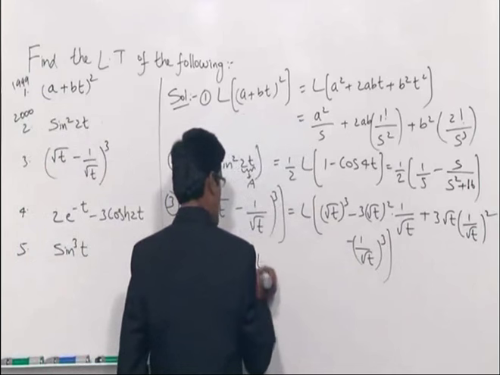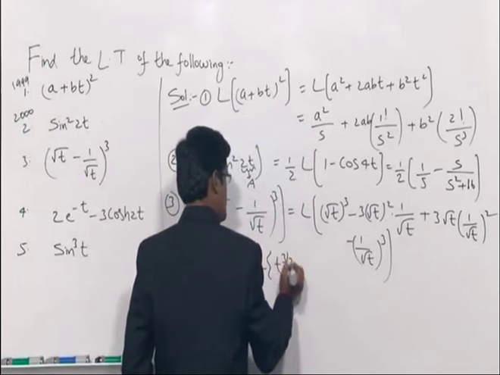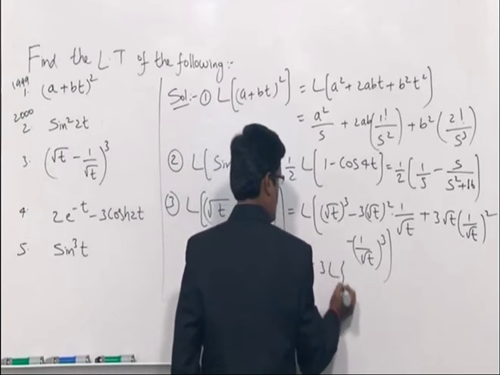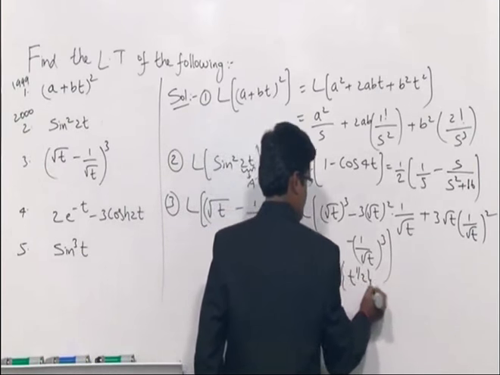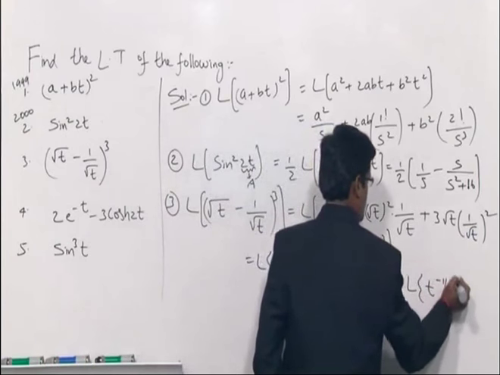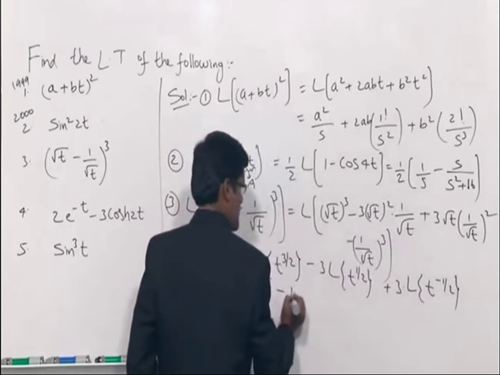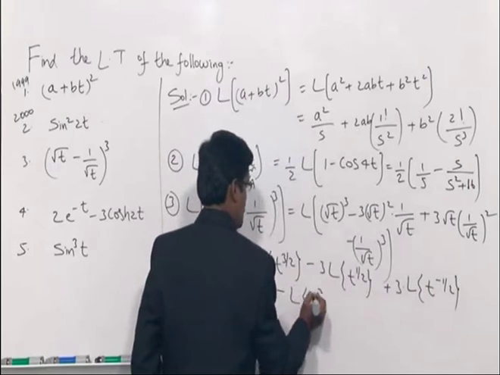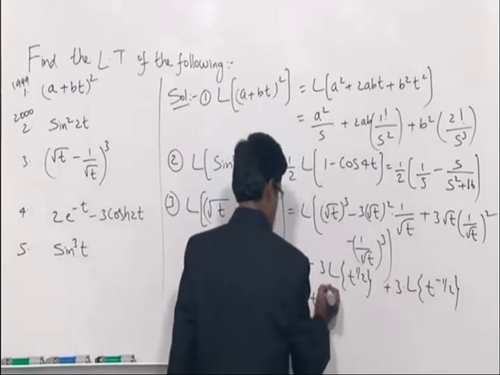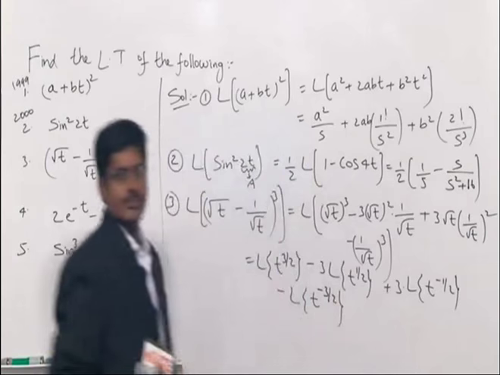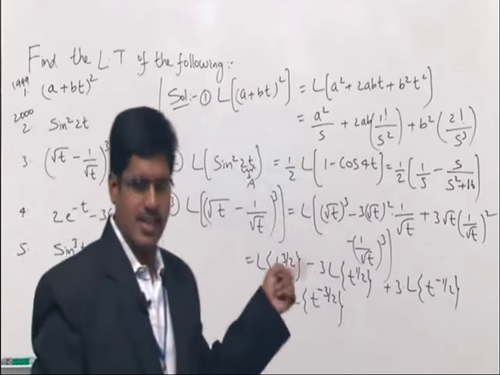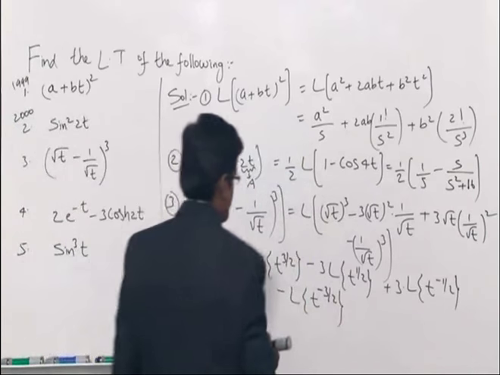So this is equal to L of t raised to 3 over 2, minus 3 times L of t power 1 by 2, plus 3 times L of t power minus 1 over 2, minus L of t power minus 3 by 2. So each is in the form of Laplace of t raised to n, where n is a fraction, but not a negative integer.